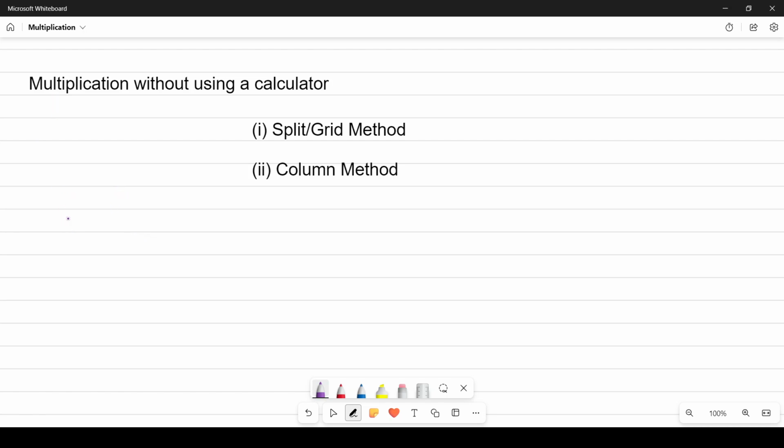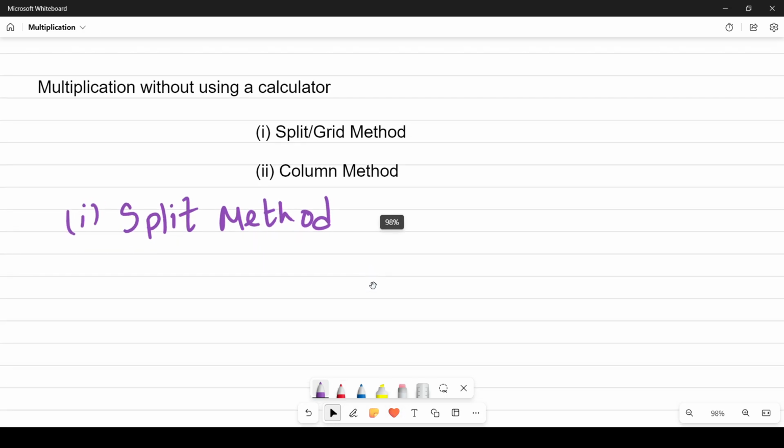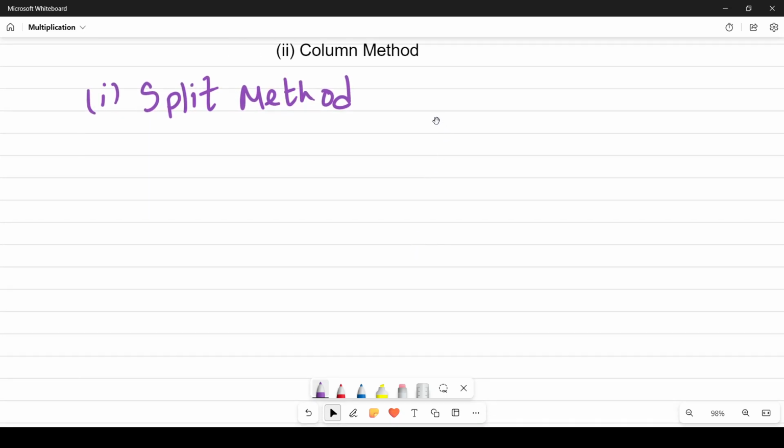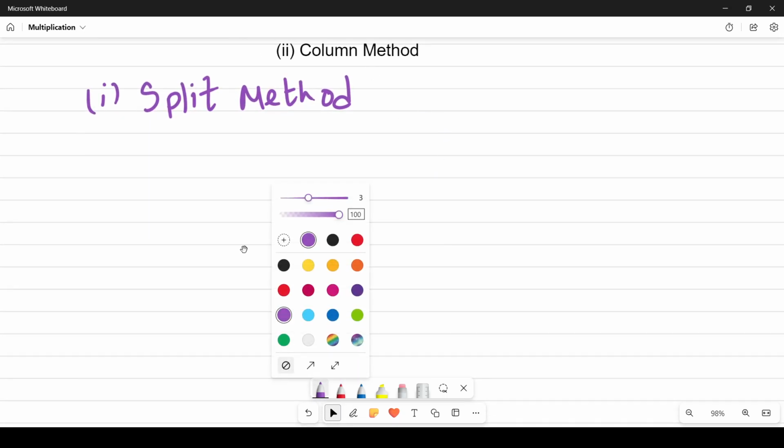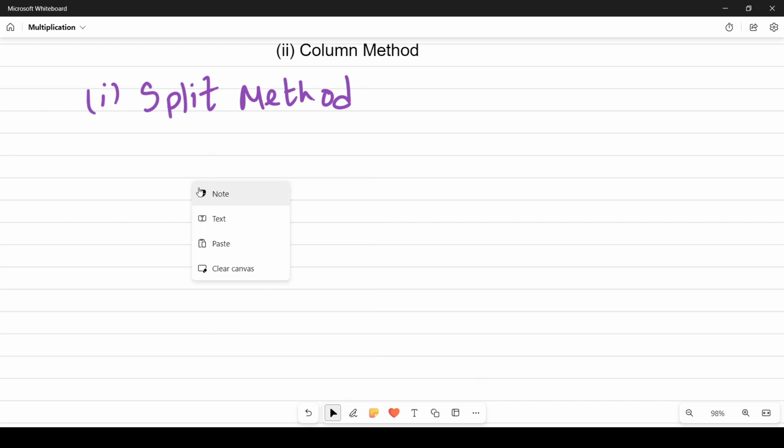So let's start. To understand the first method, which is the split method, we need to understand the place value of a number and how numbers are actually formed. So to understand this, let's take a random number.